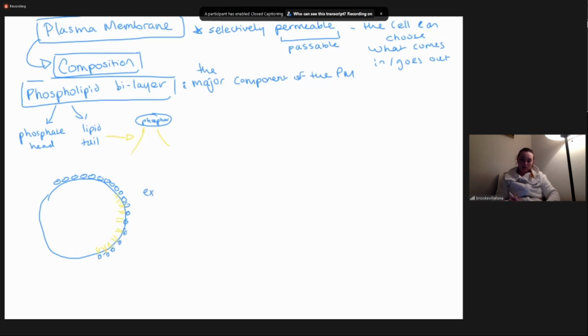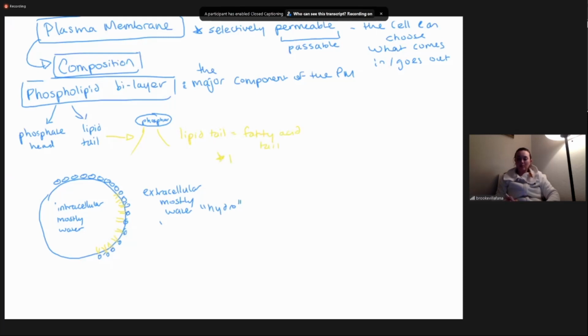So the extracellular environment is mostly water, okay? Hydro means water, like a hydro flask, which is like a water jug. The intracellular environment is the inside of the cell. The extracellular is outside the cell. Both of them are mostly water, okay? So what do you know about fats? The lipid tail is made of fat. It's a fatty acid tail.